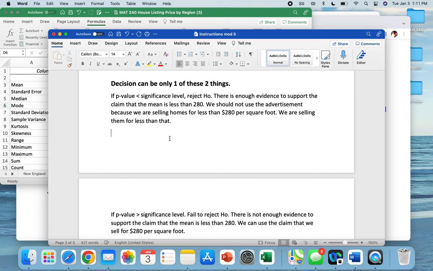All right, our decision can only be one of these two things. If the p-value is less than the significance, reject H0. There's enough evidence to support the claim the mean is less than 280. We should not use the advertisement because this means we're selling homes for less than 280 per square foot, which is not what our advertisement says. Now if the p-value is more than the significance, fail to reject. There's not enough evidence to support the claim the mean is less than 280. So what are we comparing for my example?